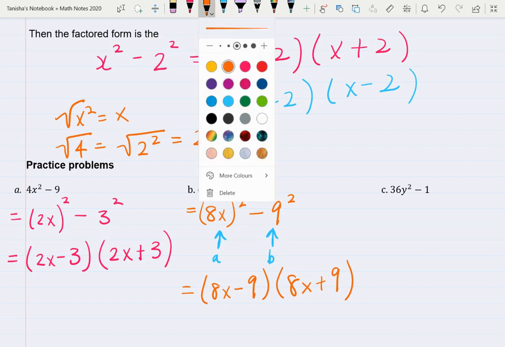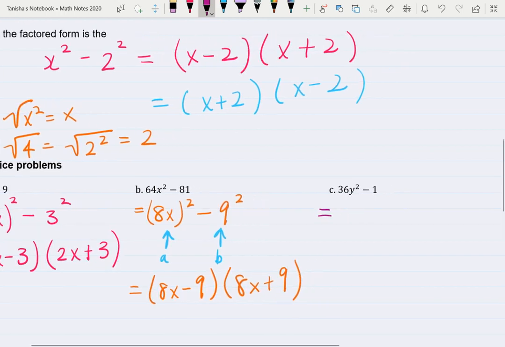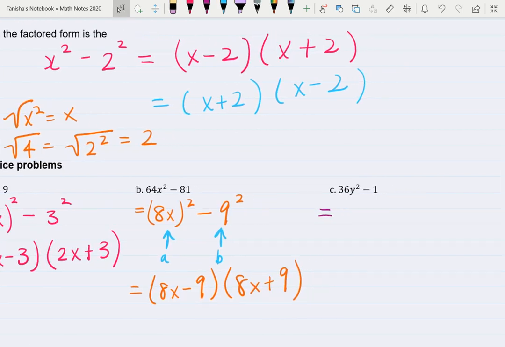Easy. Let's try one more. So we have 36y squared minus 1. Is this a difference of squares? Let's check. I'm just going to move the screen over. So we have 36y squared. What do we have to multiply together or square to get 36y squared? That's going to be 6y all squared minus 1 squared.